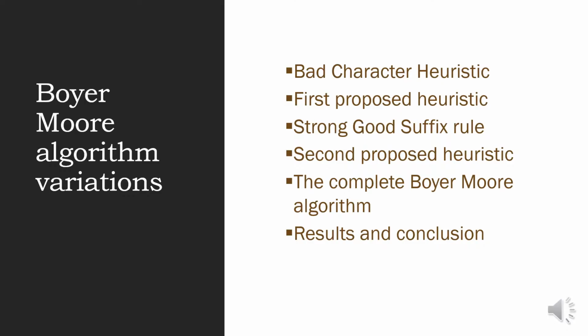Boyer-Moore is one of the fastest online pattern searching algorithms. It tries to pair characters from the pattern by matching the characters from right to left and making shifts by using heuristics. On this slide are the topics that we will cover.